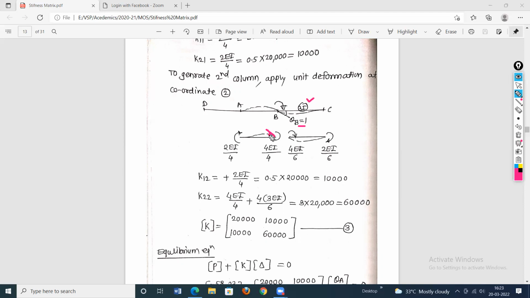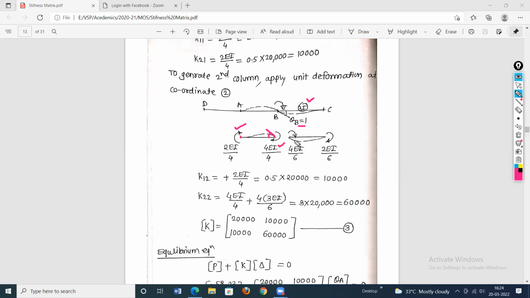This slope will be equal to 1. Now to produce this slope equal to 1, how much moment is required to apply at this point? It will be equal to 4EI by 4. Then how much moment will be produced at the far end? In the same sense, if it is clockwise, this is also clockwise. Half of this, it will be equal to 2EI by 4. These are the end moments developed at the ends for the AB portion.